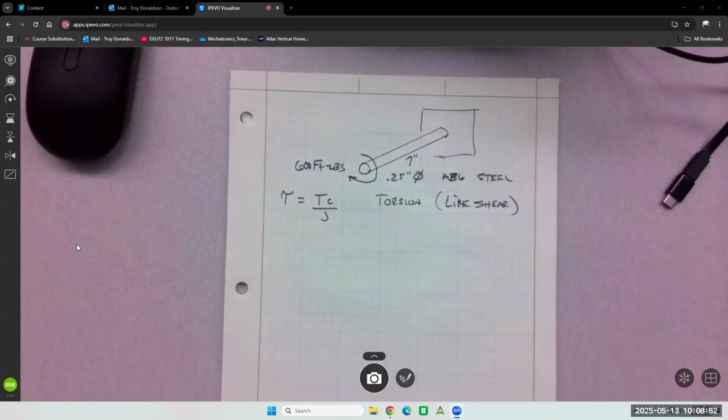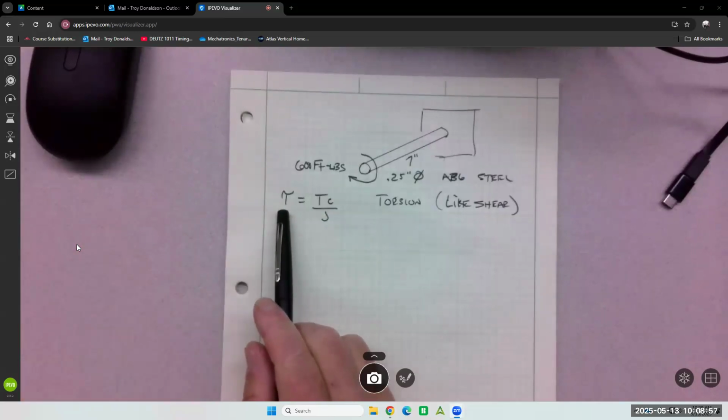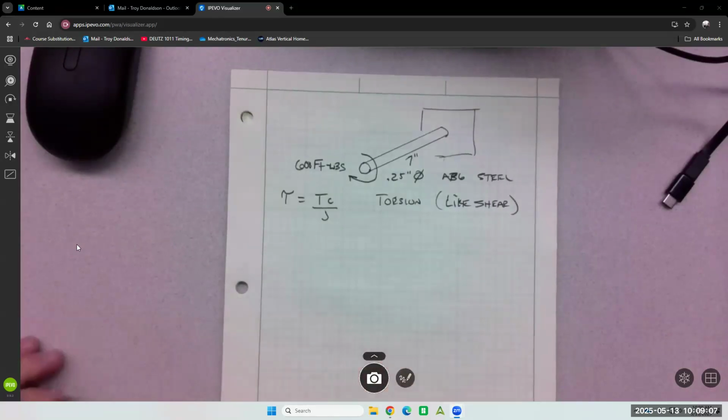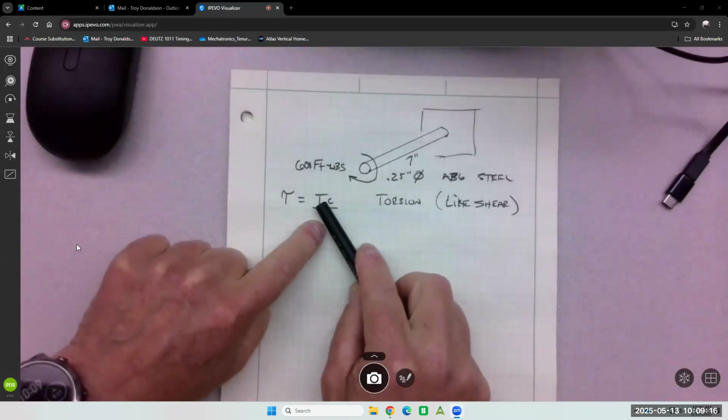So the equation gets the same symbol as shear, but it's torsion. Just think torque, torsion, torque, torsion. And the equation is TC over J. So here's the first introduction of J. And T for torque, that's the same as moment.